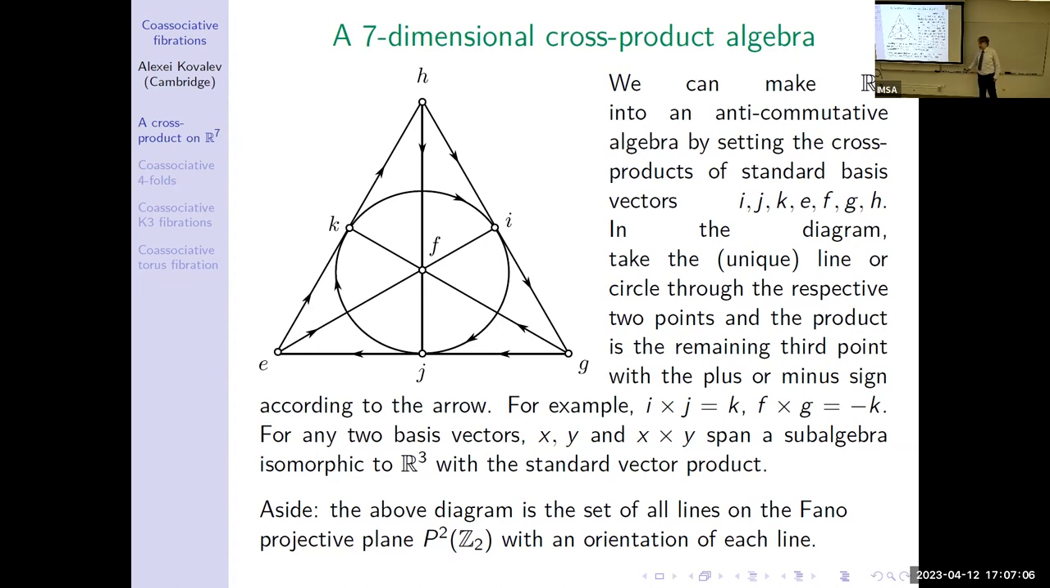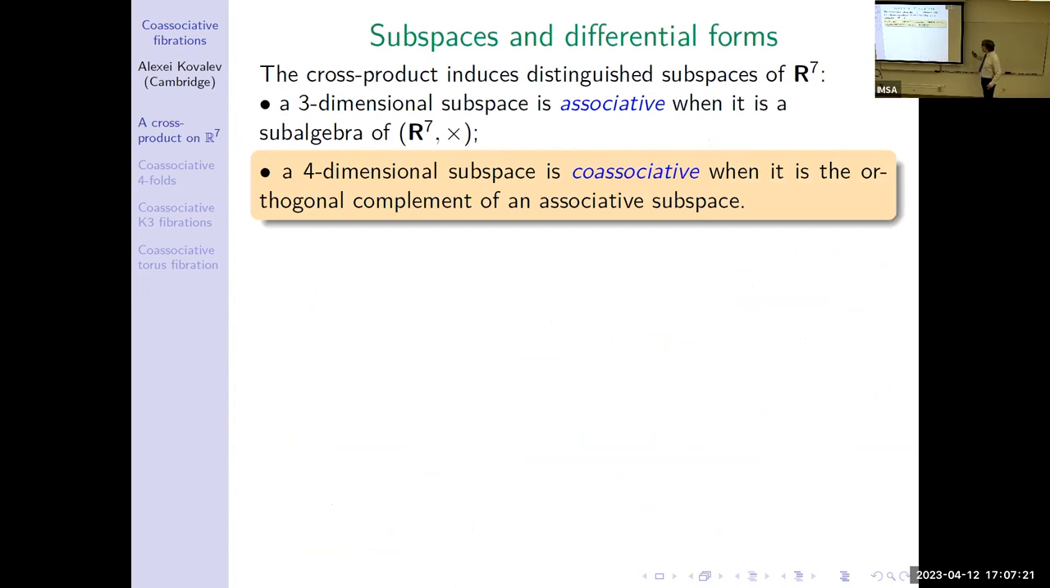But this last thing is, like I said, a fun fact. I'm not using it in the talk, but it's sort of curious. Anyway, so now we have a cross product multiplication, a vector product on R7. So why, what is remarkable about that?